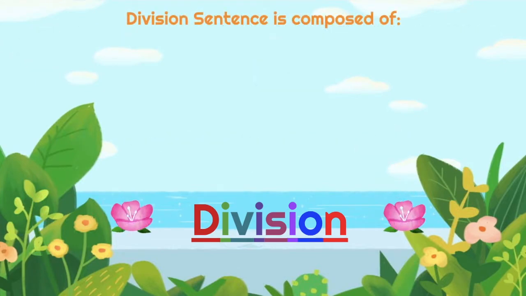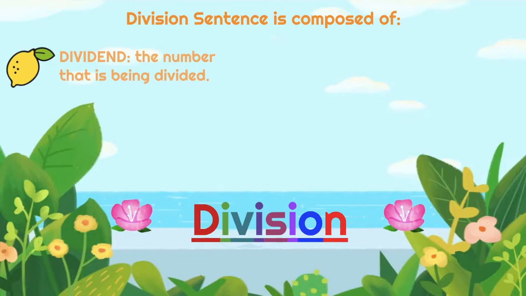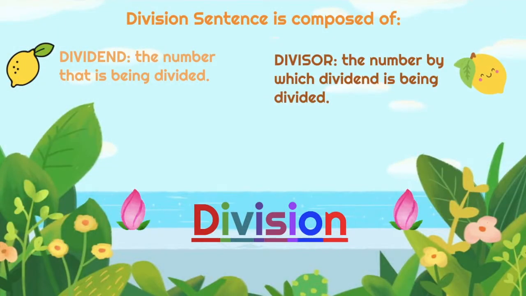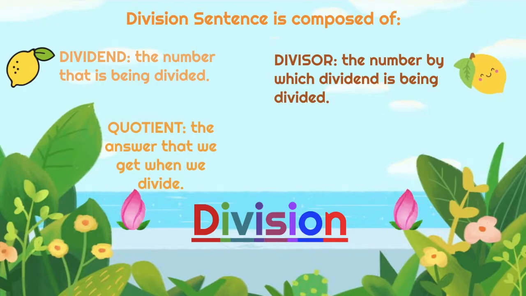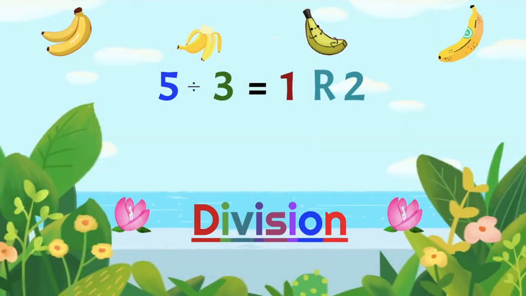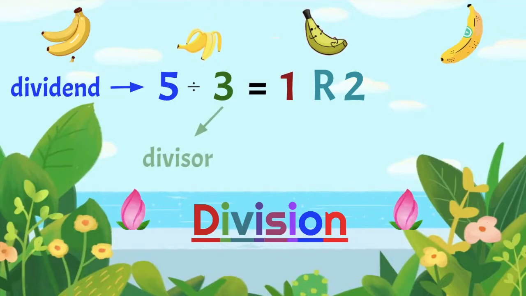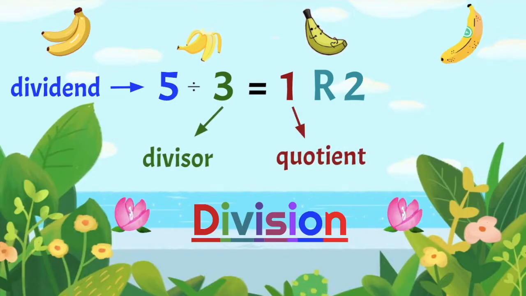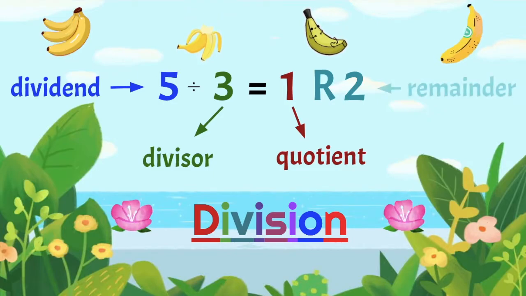A division sentence is composed of the following: dividend, or the number that is being divided; divisor, or the number by which the dividend is being divided; and quotient, or the answer that we get when we divide numbers. There are times that a remainder, or the portion of the dividend that is left over after division, is present. In the division sentence, 5 divided by 3 is equal to 1, remainder 2. 5 is our dividend. 3 is our divisor, while 1 is our quotient. And lastly, 2 is our remainder.